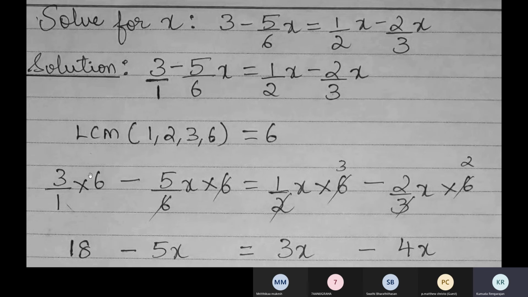So see here, the first term 3 by 1 multiplied by 6 minus the second term 5 by 6x multiplied by the LCM is equal to half x multiplied by 6 minus 2 by 3x multiplied by 6. Do we understand this step, children? Every term is multiplied by the LCM 6. I'll just give you some time to look at that step.